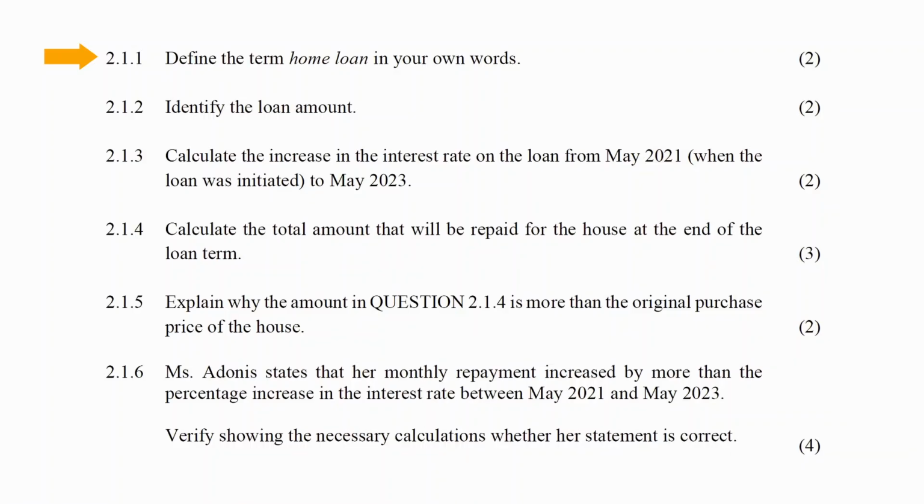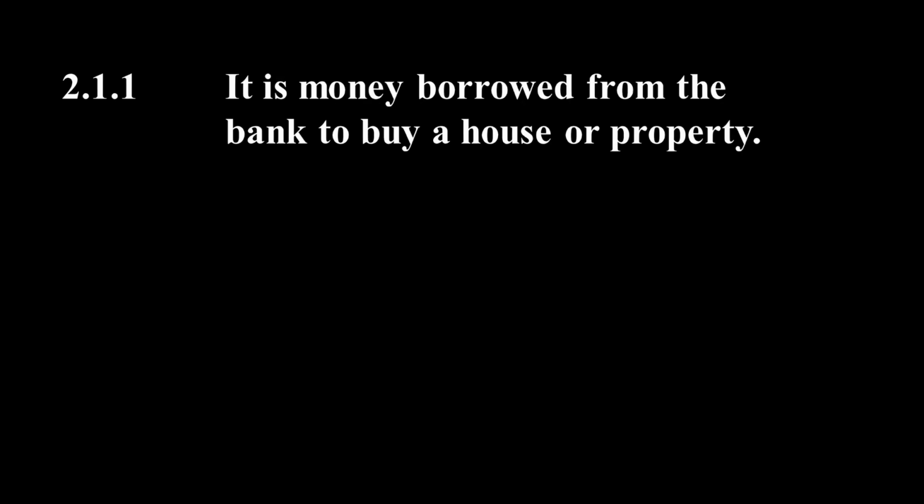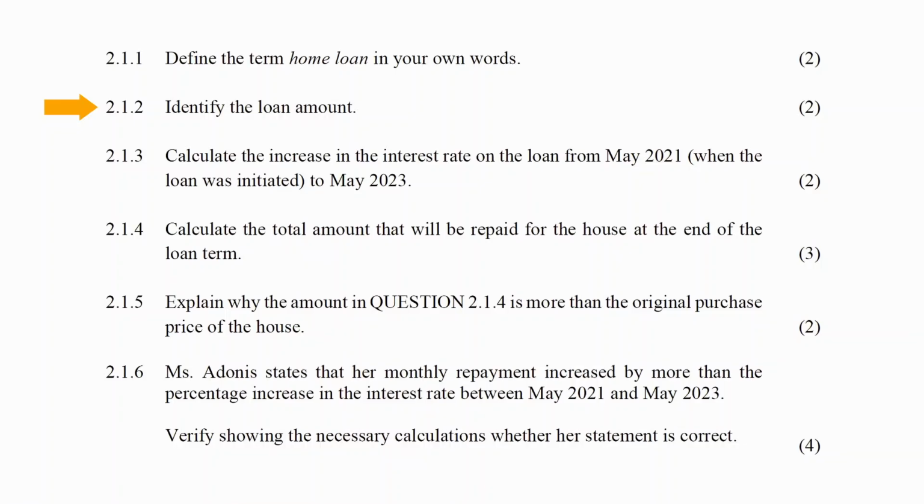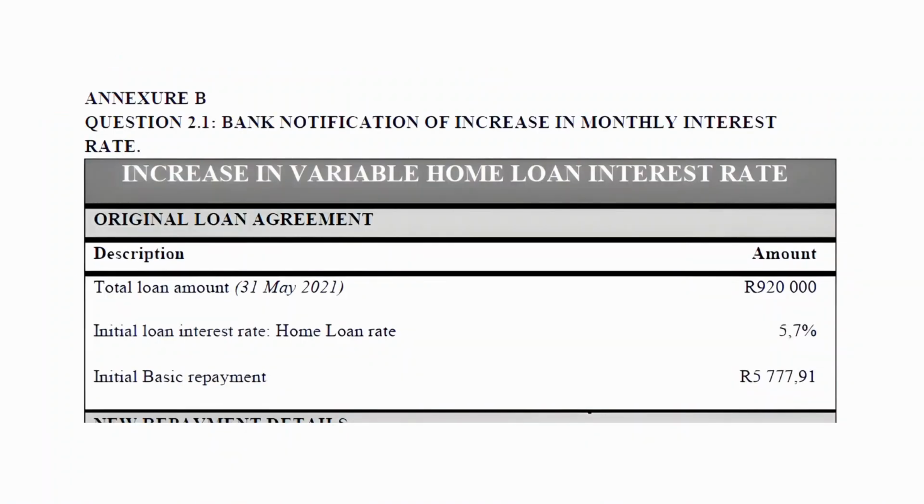In question 2.1.1, you have to define the term home loan in your own words. A home loan can be defined as the money you borrow from a bank to buy a house or a property. In question 2.1.2, you are instructed to identify the loan amount. On the bank notification in Annex B, the loan amount is listed as 920,000 Rand.